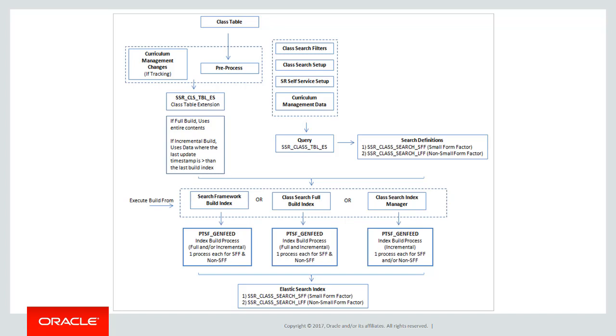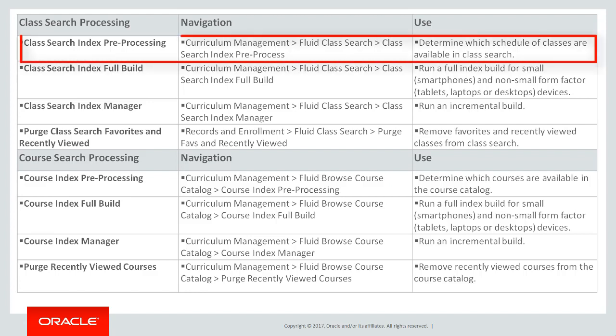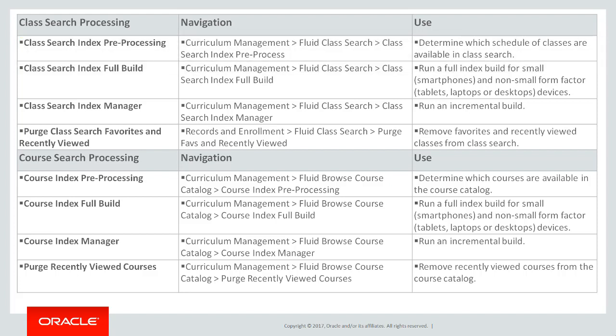This diagram and a similar one showing course search is available in the PeopleBook section, Building Indexes for Class and Course Search. Let's see how these processes work. Running class search index preprocessing requires that you have generally completed the scheduling data entry for the terms for the classes you wish to appear in class search results. Don't worry, we'll show you how to manage additions and changes to your schedule a little later.